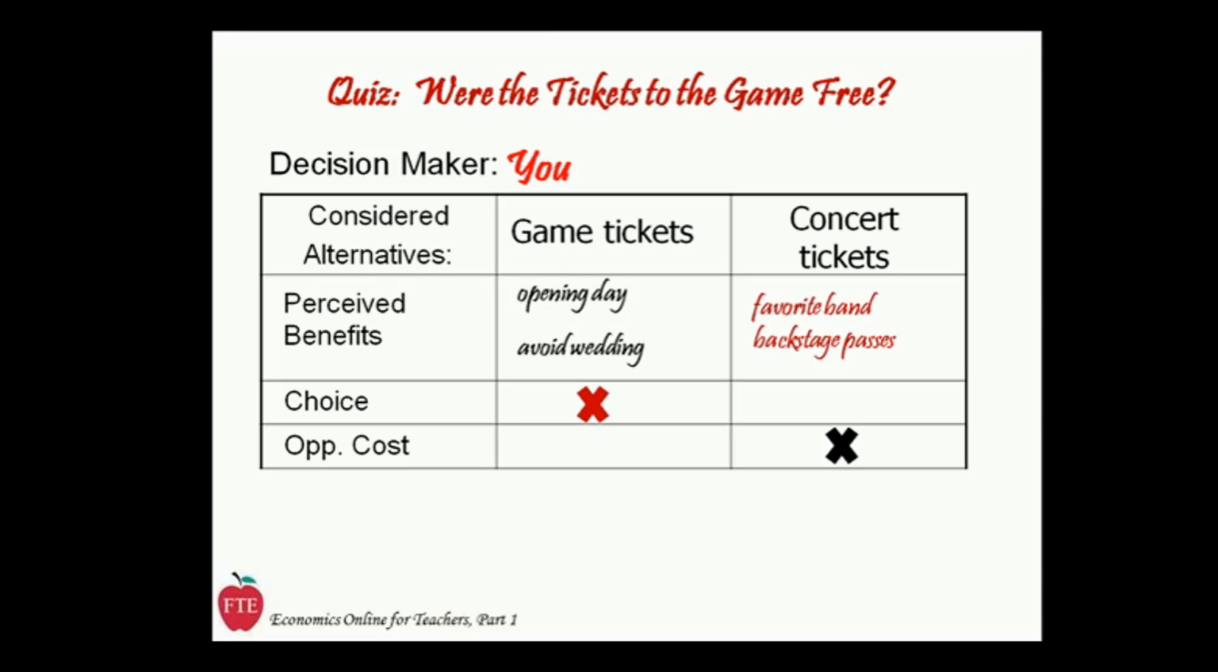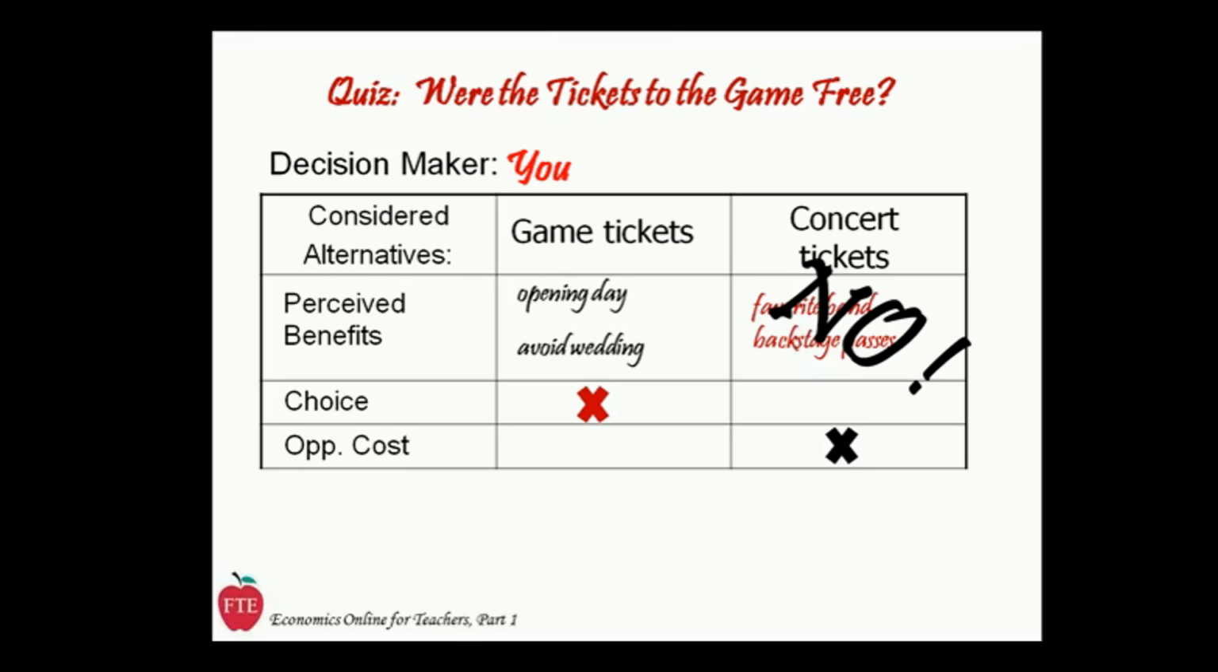Question 2, and be careful. Were the sports tickets free? No. You could only have one set of tickets or the other. So you had to give up the concert tickets to get the sports tickets. Choosing's refusing, remember? And the concert tickets were something you considered and refused.